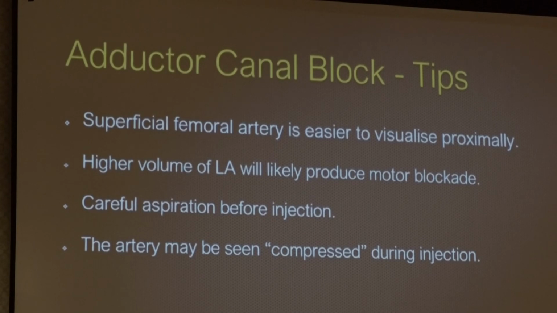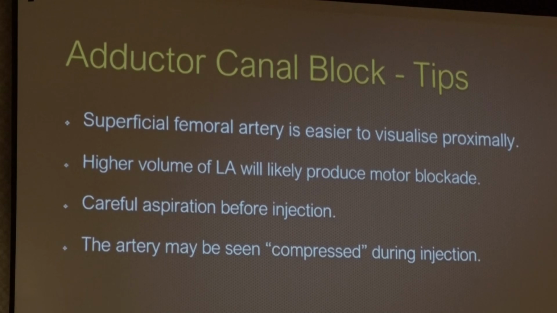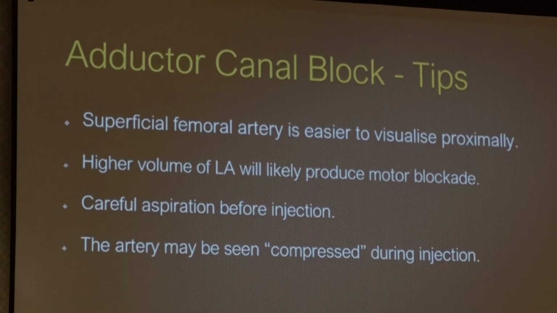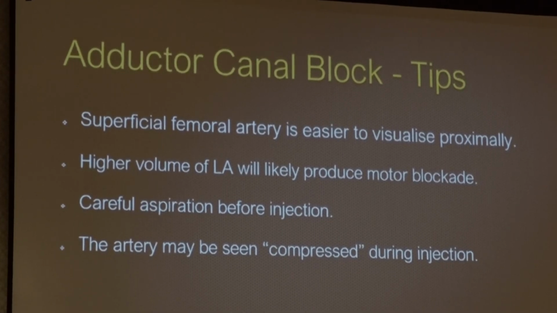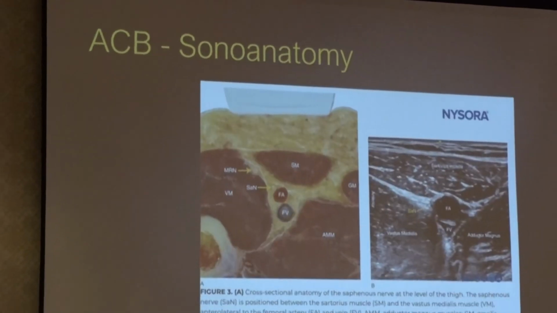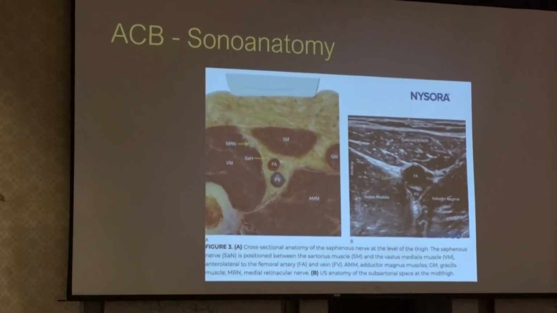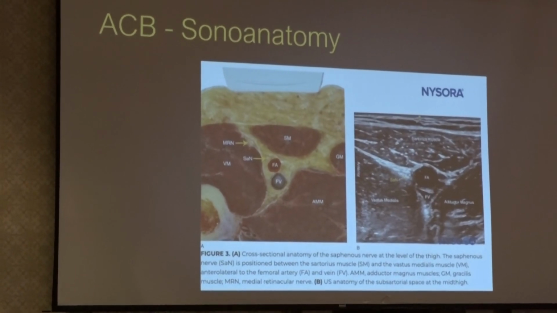Careful aspiration before injection, because you're very near the vessels. And the artery, if you're in the right plane, most of the time we can see being compressed momentarily when you inject, and there's a recoil when you stop injecting. Sometimes, if you're doing a distal adductor canal block, you're worried that the nerve may have pierced the vasto-adductor membrane. So as you pull out the needle, you may want to inject some local anesthetic just below the vastus medialis, just before you pierce the vasto-adductor membrane.